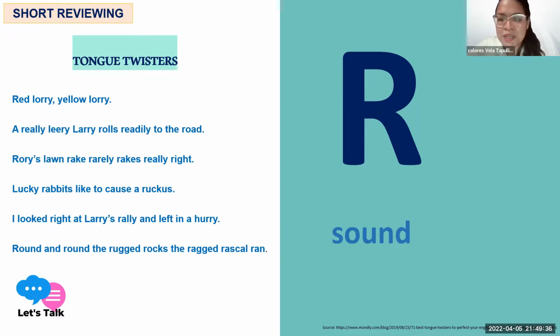A tip is to give a good intonation too, so you can make the sound long and lean on that sound. Very good. Okay, let's continue. The next is: Round and round the rugged rocks, the rugged rascal ran. I'm going to repeat: Round and round the rugged rocks, the rugged rascal ran.